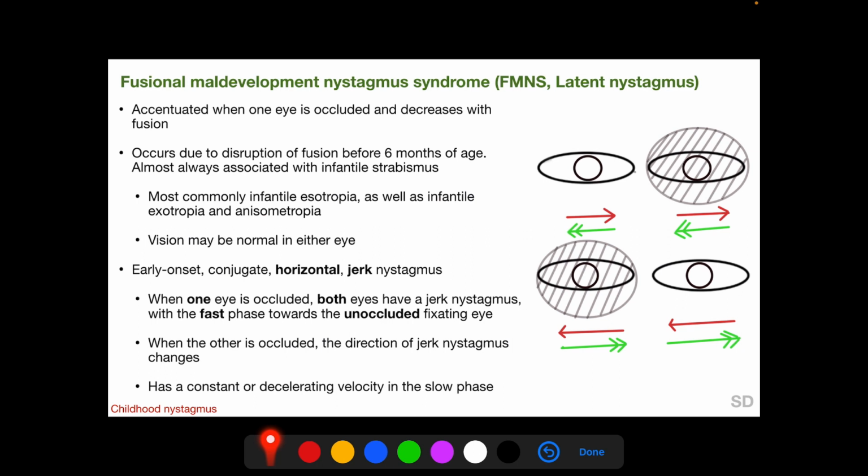FMNS is a conjugate horizontal jerk nystagmus, and when one eye is occluded, both eyes have a jerk nystagmus with the first phase towards the unoccluded fixating eye. So in FMNS, when we occlude the left eye, there will be horizontal jerk nystagmus in both the eyes with the direction of the first component towards the unoccluded right eye, and when we occlude the right eye, there will be horizontal jerk nystagmus of both the eyes with the first component directed towards the unoccluded left eye. And nystagmus waveform of FMNS has a constant or decelerating velocity of the slow phase.